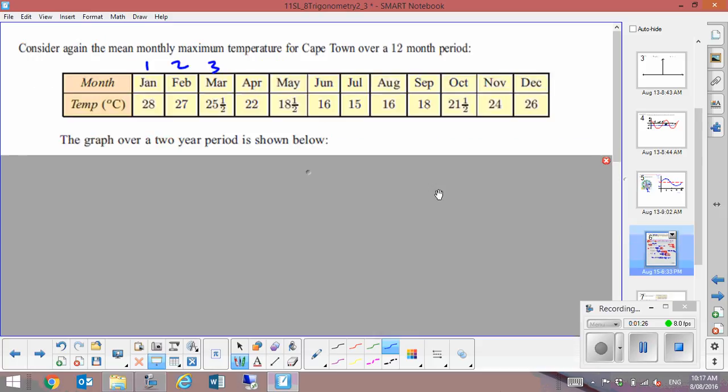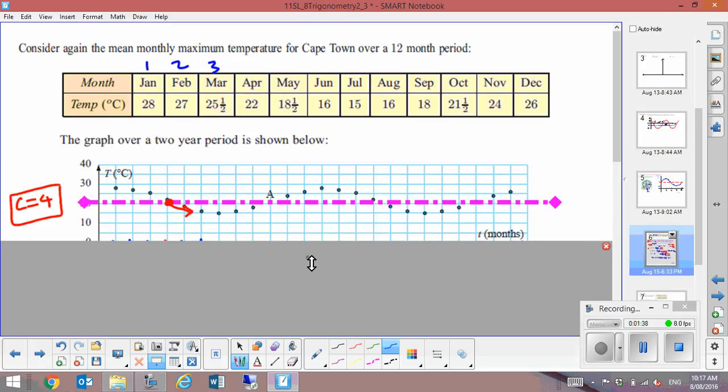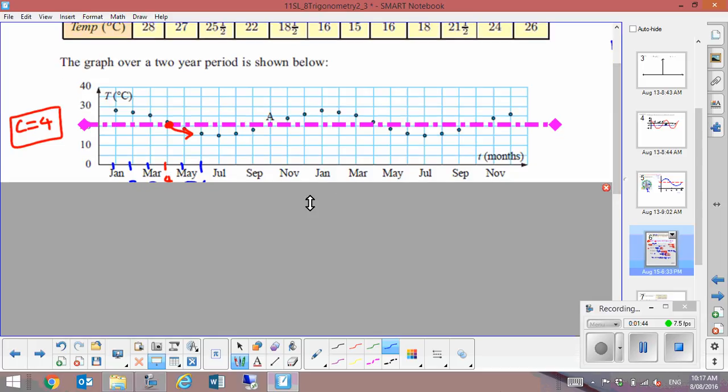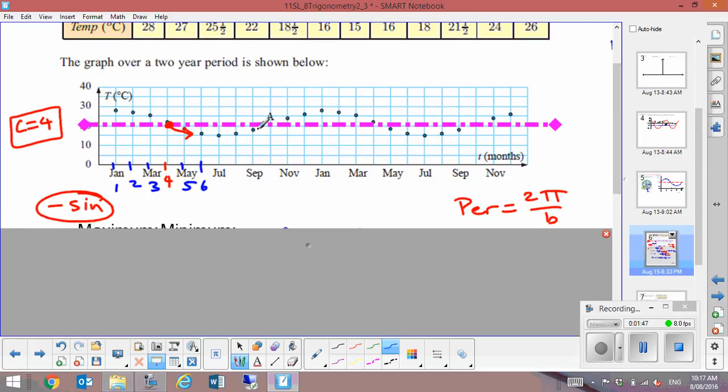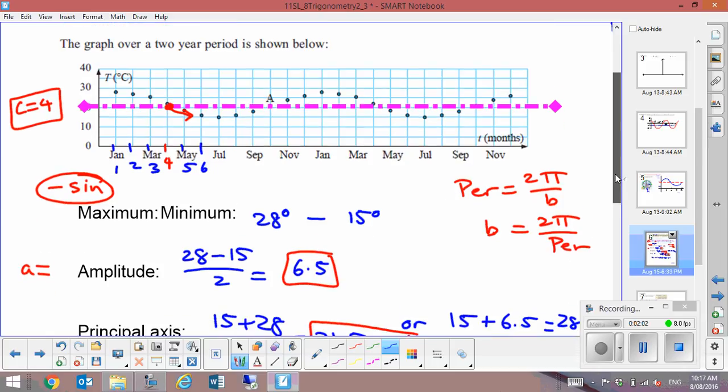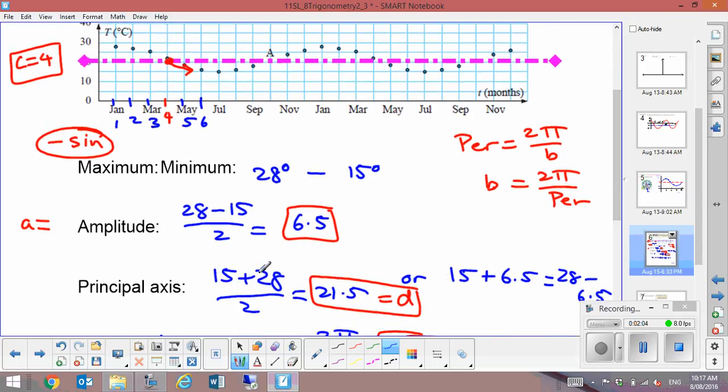The two other examples that the textbook has, this has got the data for Cape Town, so you may have looked at this, looking and seeing what happens to the temperatures. So here are the temperatures for one whole year, and then they've plotted this data. And we can see here a principal axis, so we can put a principal axis in. To find it, you take your maximum minus your minimum and divide by 2 to find your amplitude, or you can do 15 plus 28 over 2 to give you your principal axis.